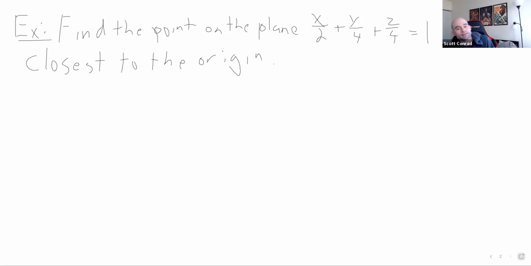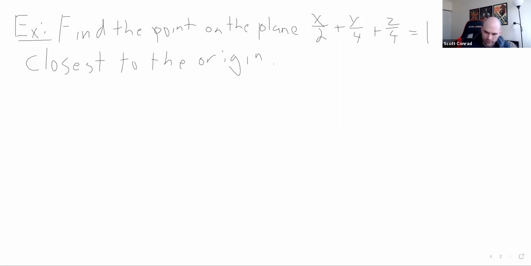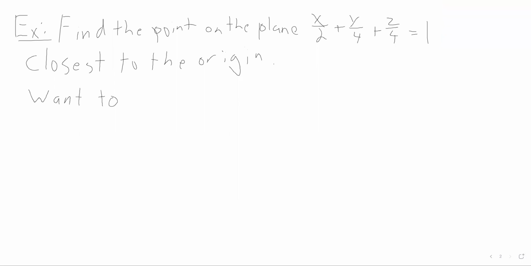OK, so again, we're not explicitly given things in this language here. We're not told to find the extreme values of this function subject to this constraint. We have to figure out what those are in this case. So first order of business, what is it we want to maximize or minimize? In words. You want to minimize the distance to the origin? Right, we want to minimize the distance of a point to the origin.